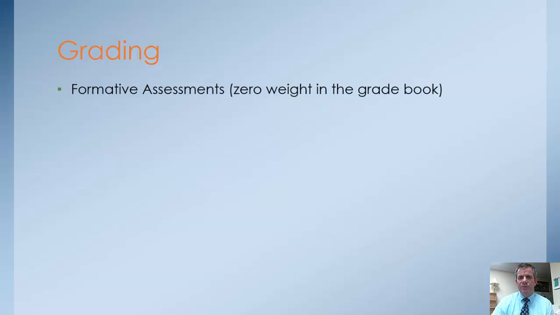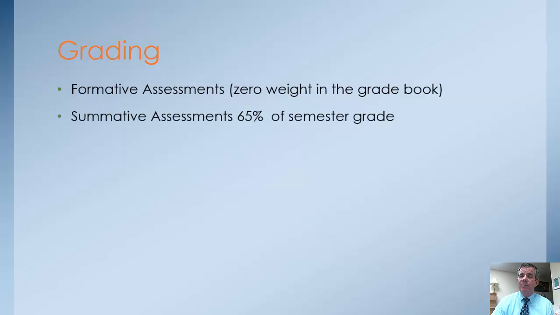So let's talk about the student's grade. It's going to be made up of several things. One is the formative assessment. These have 0 weight in the gradebook. These are to inform the student, to inform you, and to inform me about instruction and see how well the students are doing on their march towards mastery of the standards. Then there's the summative assessment, which is 65% of their grade. This is the bulk of where their grade is going to come from.